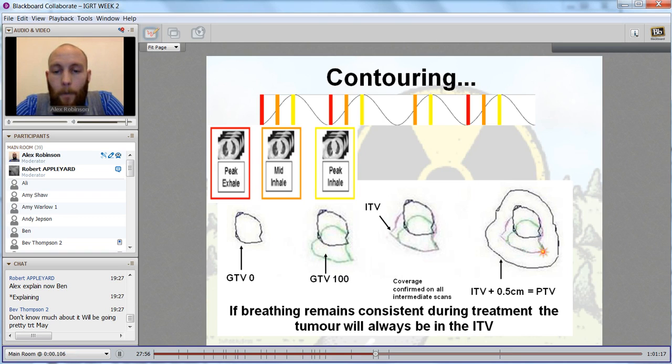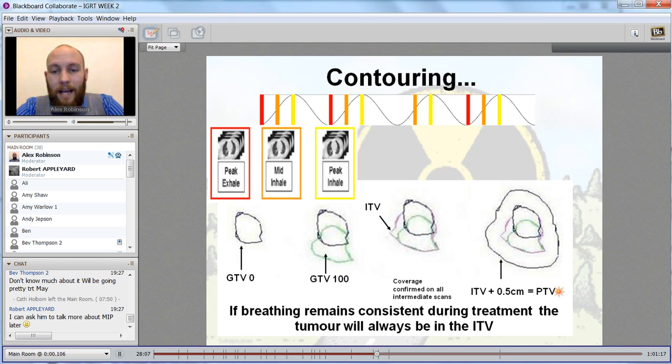Okay. Now, once we've got the ITV, note that we still have to add the additional margin due to setup error, due to actual variability. So these factors still have to be included. However, what we're getting is a true reflection of where our tumour is going to be throughout the breathing cycle.